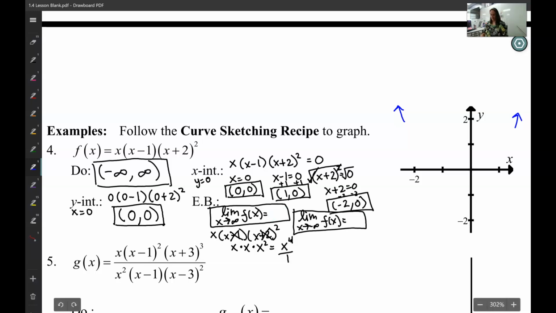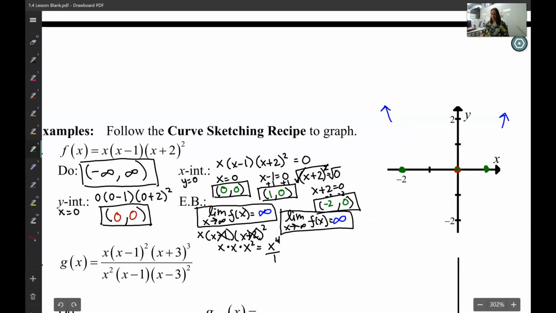Let's color code them so we can see them a little bit better. Okay, next I have a y-intercept at 0, 0. Let's color code that one. Make that one red. Now I have some x-intercepts at 0, 0, 1, 0, and negative 2, 0. We'll color code those. Now there's one extra step that I need to do.